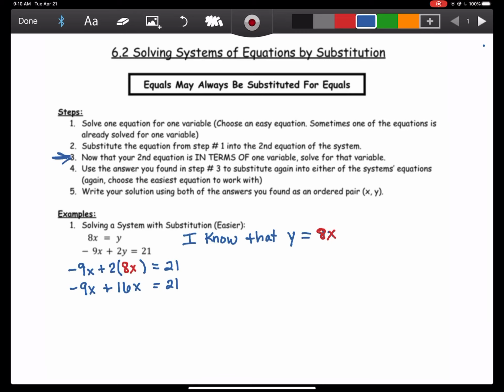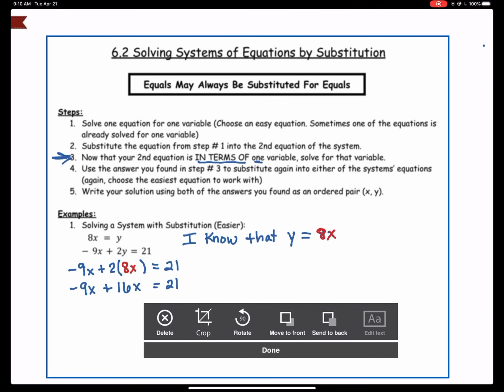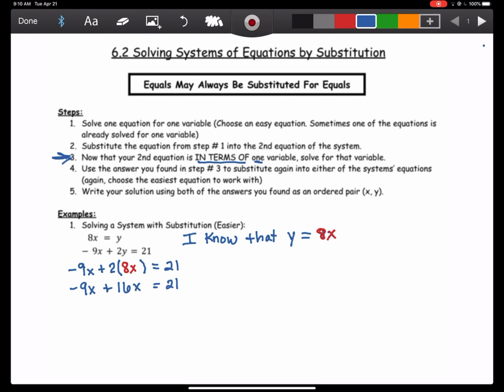Let's take a look back up at step 3. It says now that your second equation is in terms of one variable, meaning look at this equation. You can look here or here. In both lines of work, it's in terms of one variable. What variable is it in terms of? It's in terms of x. Notice how there's no second variable. This means that this whole equation is only using an x now. Now that there's only an x, this is easier to solve.